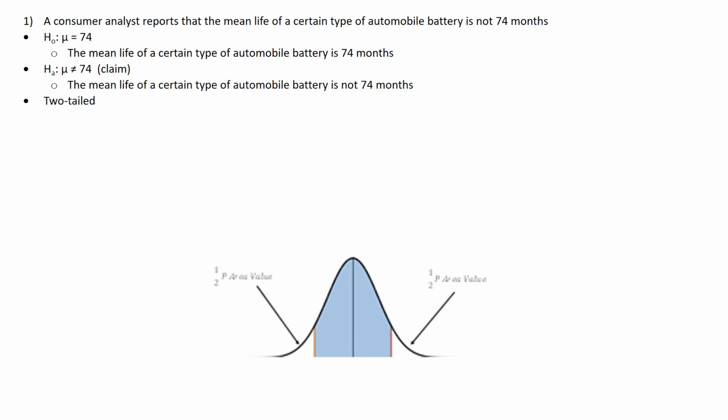Now, we were talking about these before, and I'm going to map this out for you here. Consumer Analyst reports that the mean life of a certain type of automobile is not 74 months. Remember, the equality statement is the null hypothesis. And they're saying it's not 74 months. So the claim is on the alternate hypothesis. Mu is not equal to 74, which means the null hypothesis, mu equals 74. And if it's equal or not equal, that's two-tailed, which means what we accept or fail to reject is the blue part in the middle. Those white parts on each side are the rejection range.